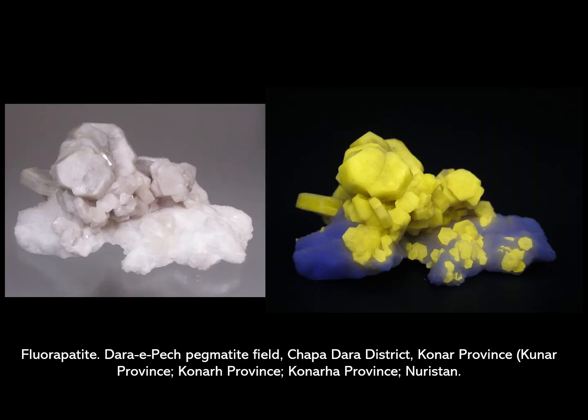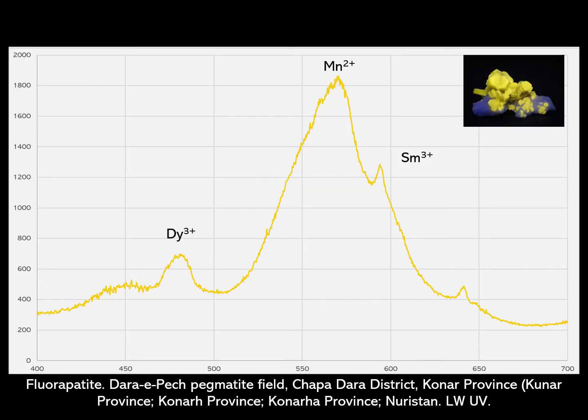Our next example of a yellow apatite is that same one that we saw at the very beginning of the presentation from Dera-e-Pesh pegmatite field in Afghanistan. In this spectra, you see a little bit of a higher dysprosium 3+ peak, but again, that large manganese 2+ peak at around 560, 565 nanometers. You also have smaller peaks that are coming off of that large peak for manganese, which suggests that samarium 3+ and manganese 2+ overlap here, and so you're only seeing those last two samarium 3+ peaks.